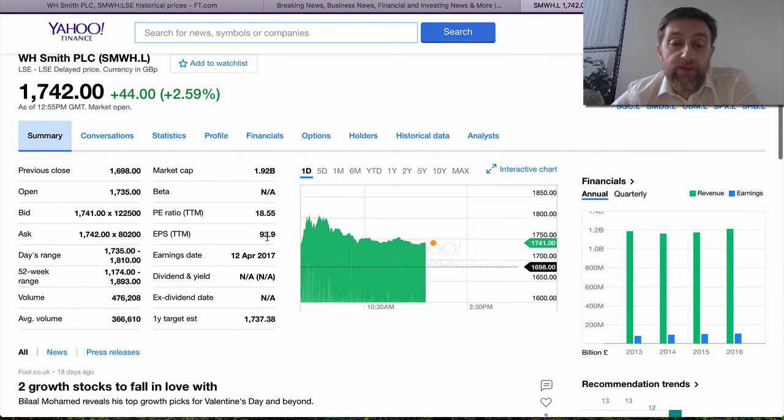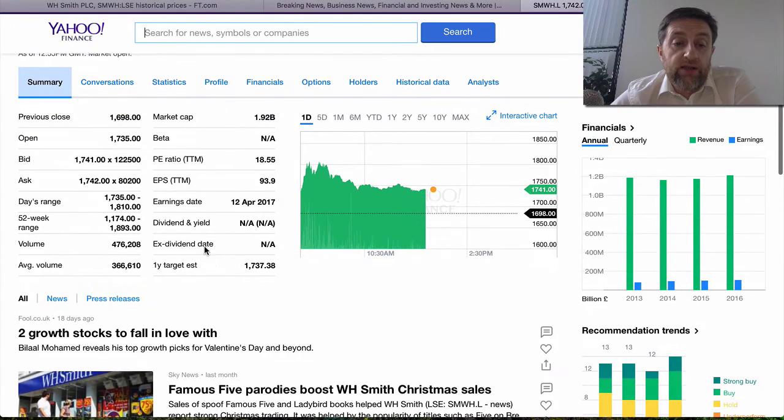The earnings per share, TTM, is the trailing 12 months, as I've said. Here's the date where the earnings get announced, the next earnings. They don't have the data on the dividends or the yields, but FT.com do. The ex-dividend date is the date that you have to hold the shares for you to be able to receive the money from the dividend, and that is the estimate that they think the value of WH Smith will be in 1 year's time.